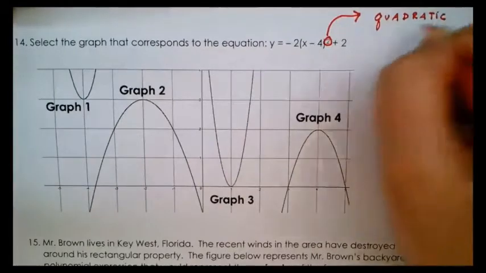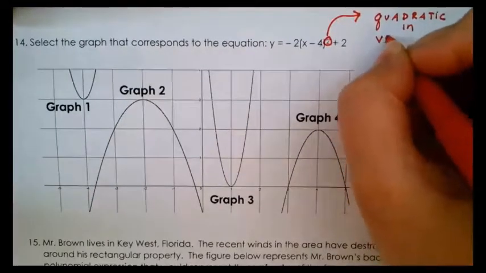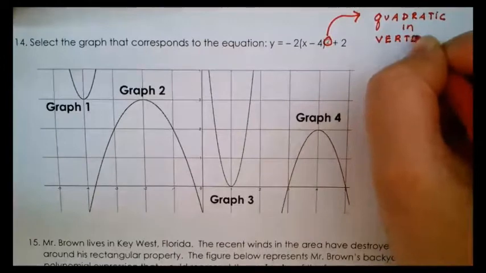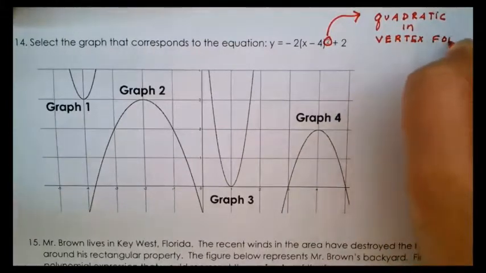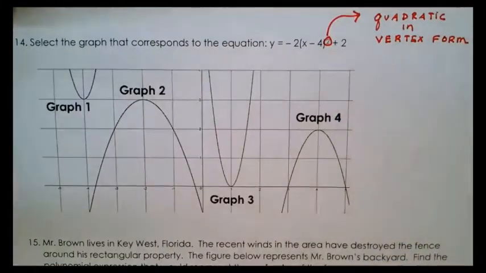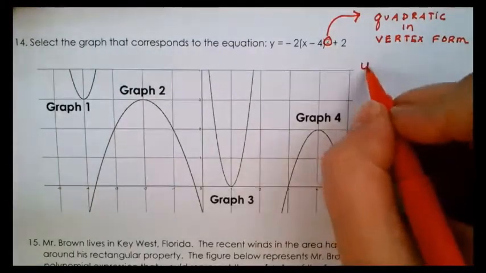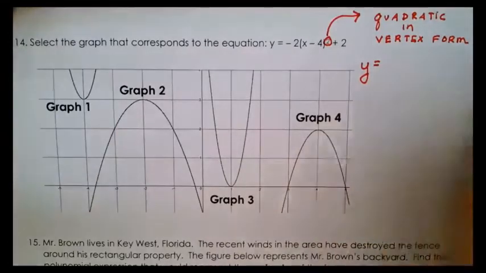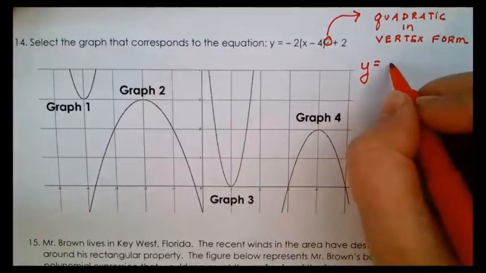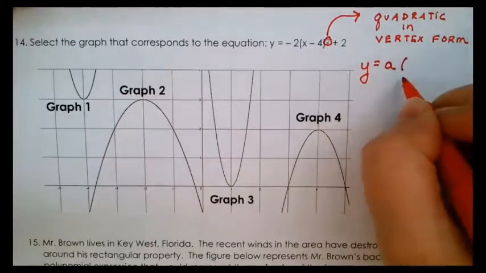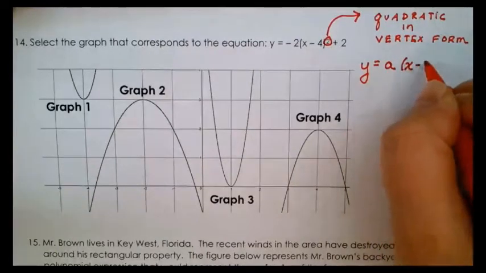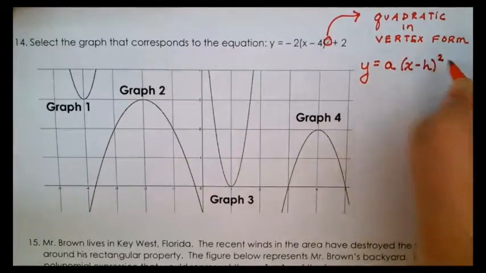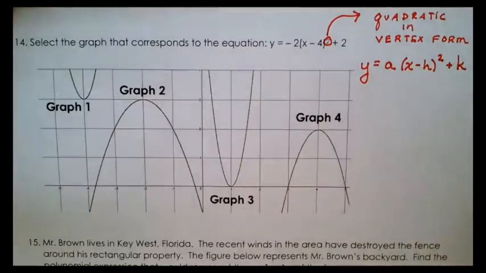And it's a quadratic in vertex form. And we'll talk about that. Vertex form of a quadratic has this parent function form: y equals a times (x minus h) squared plus k. Let's talk about each one of these variables.